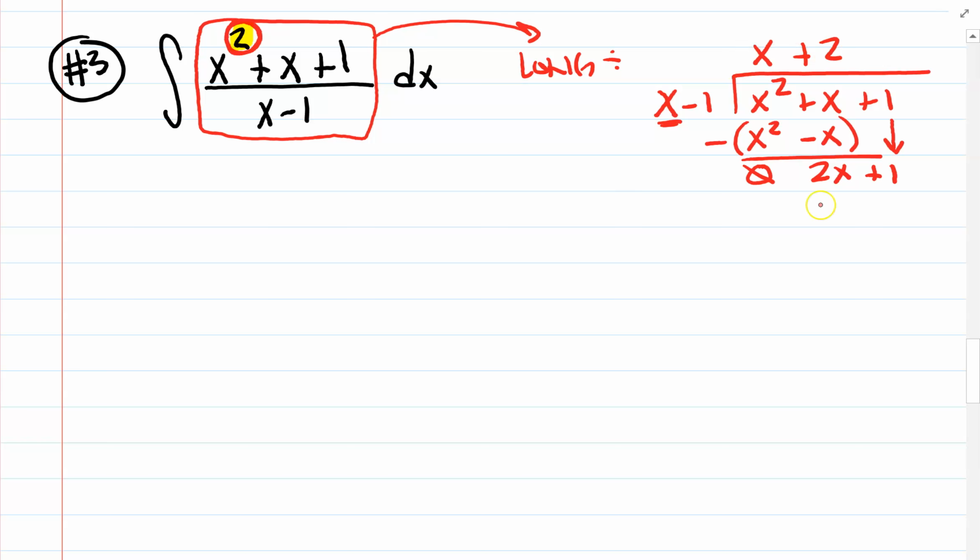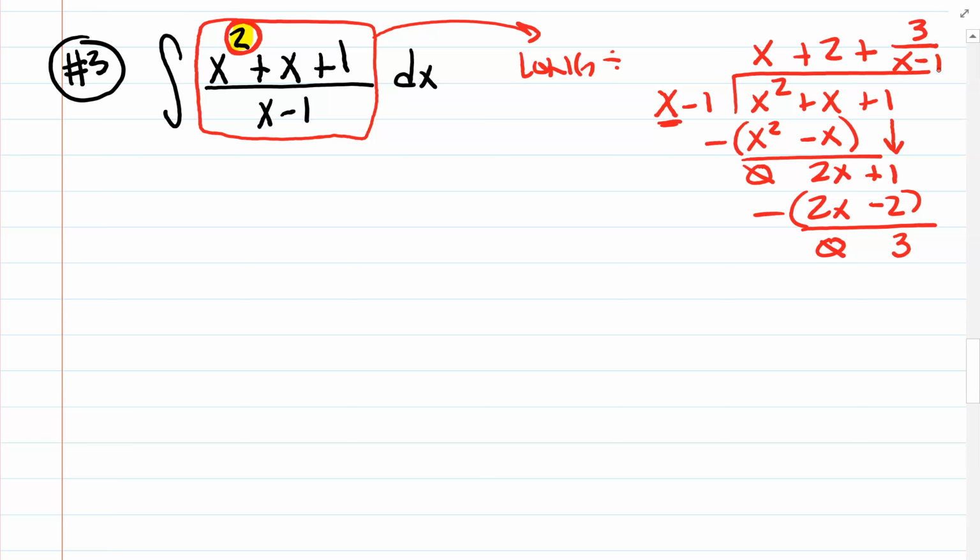So 2 times x gives me 2x. 2 times 1 gives me negative 2. I subtract. So 2x minus 2x is 0 by design. 1 minus a negative 2 is a positive 3, and there's nothing left to bring down. So I could rewrite this as a positive 3 over x minus 1.